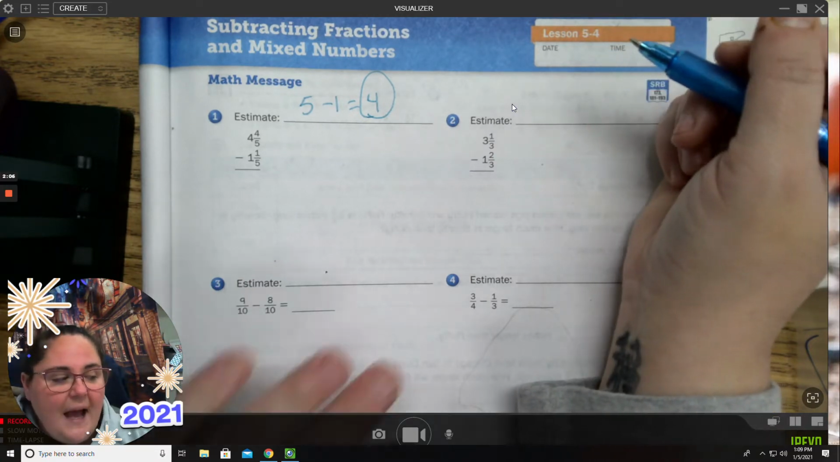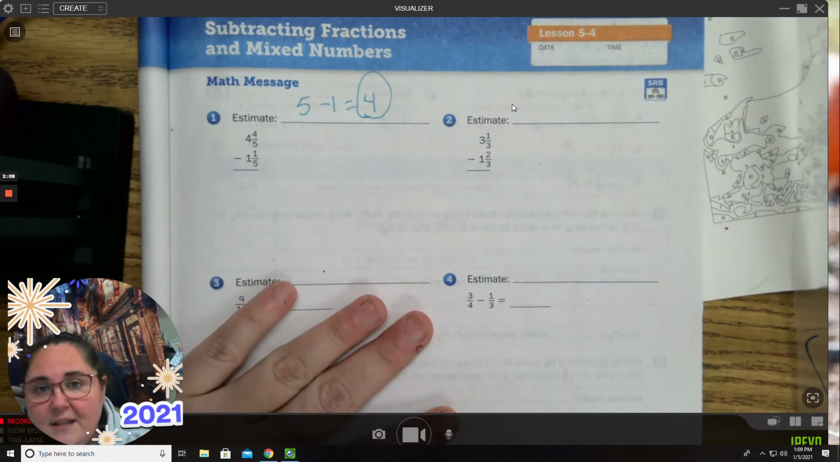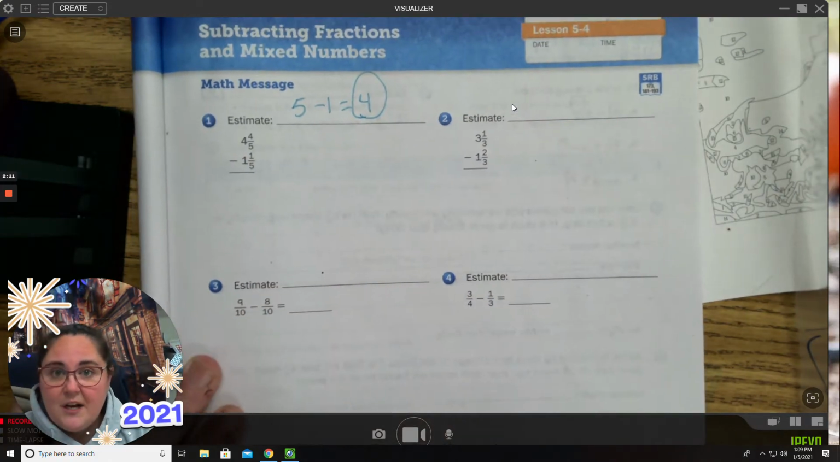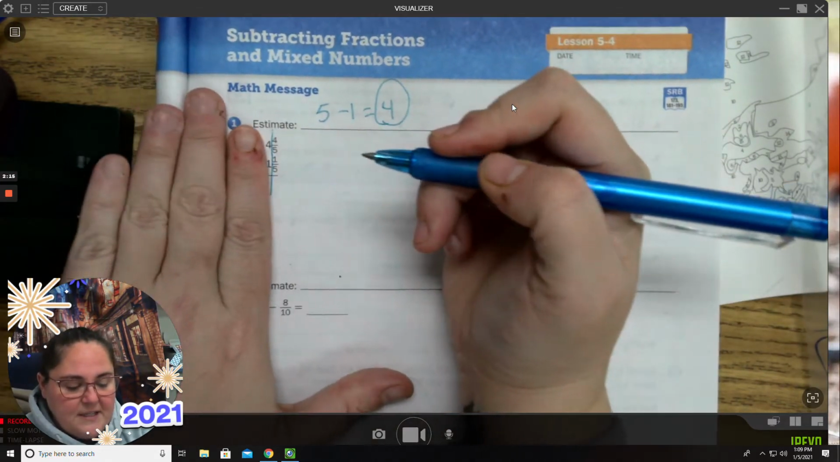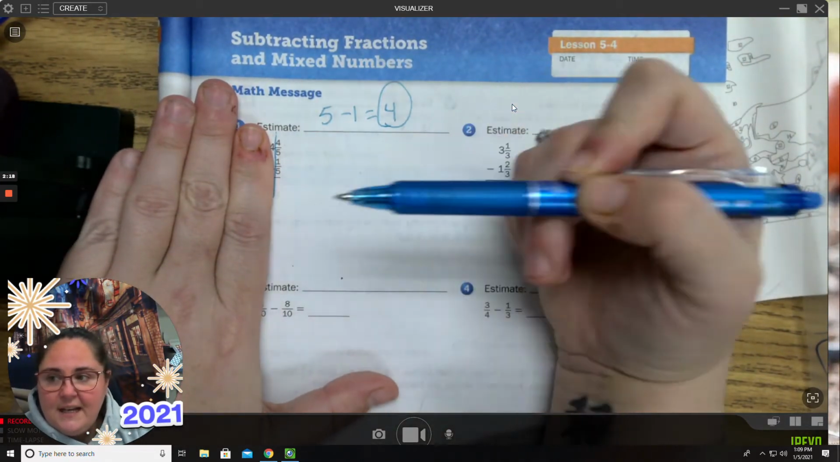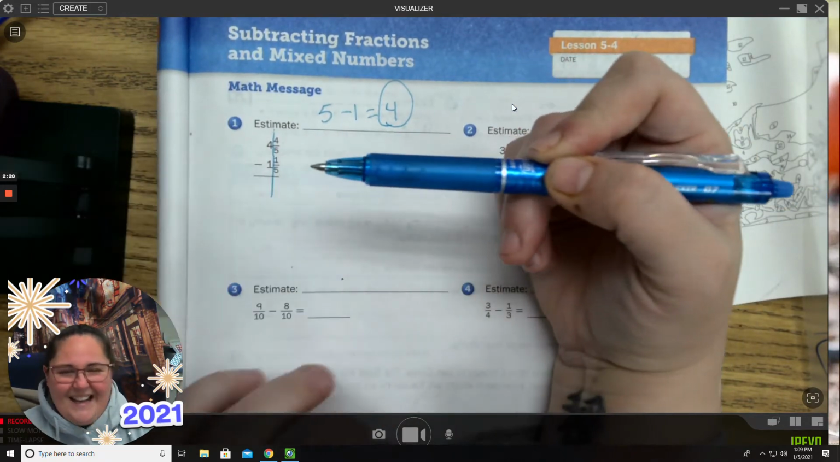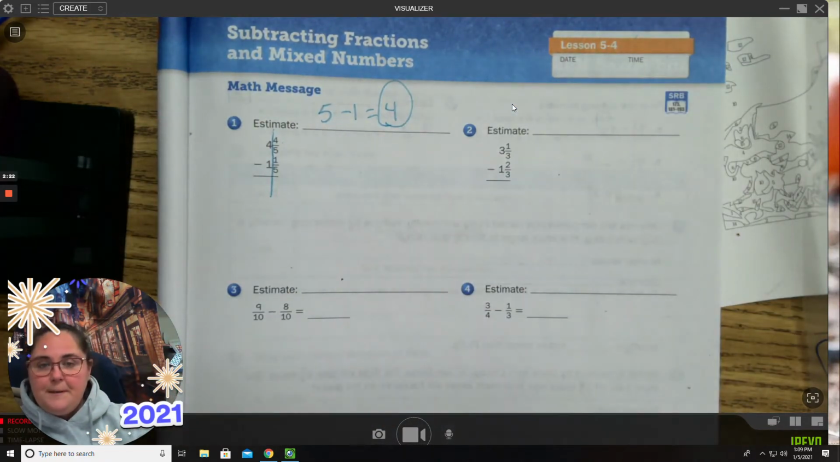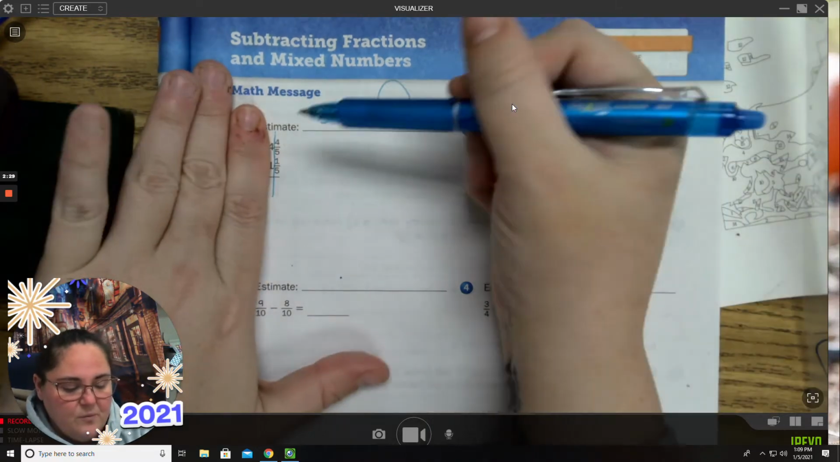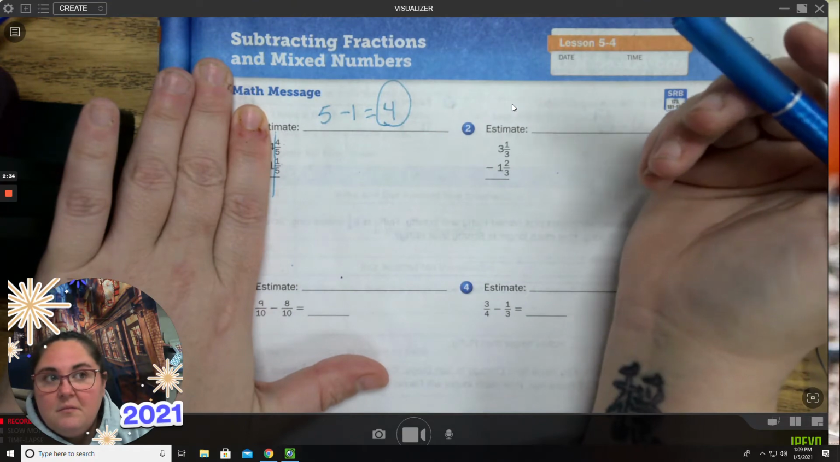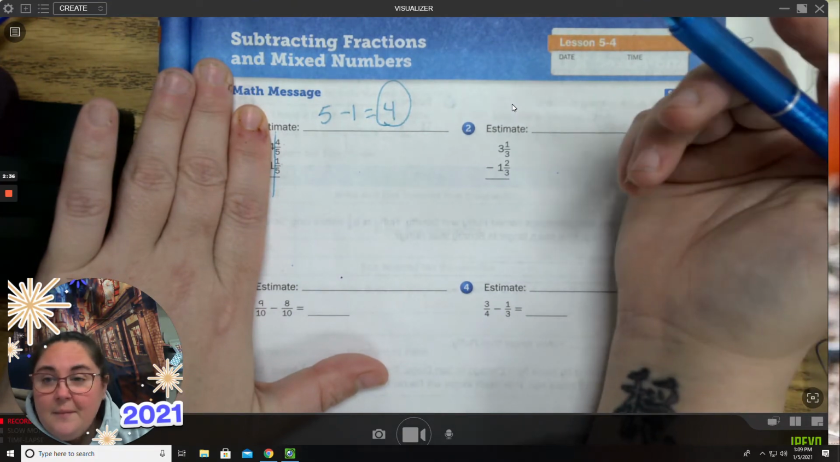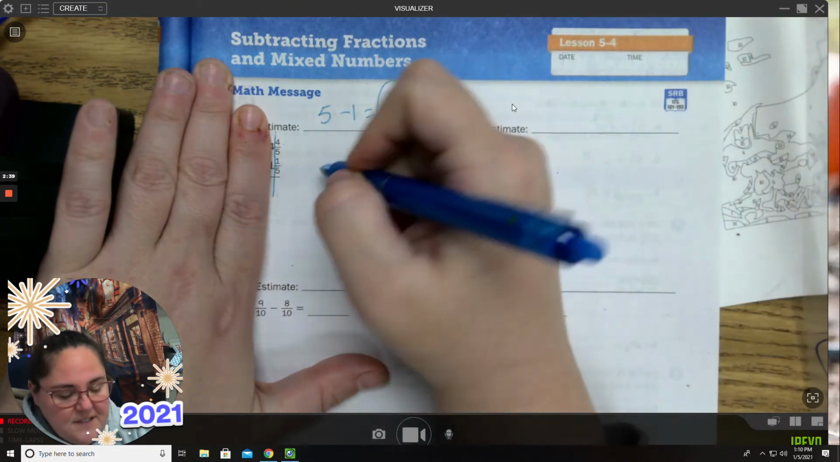Now, the stacked method, this is something that we've done. This is my favorite way to do addition and subtraction of mixed numbers. Basically, I look at each side one at a time. I look at my fraction side, and then I look at my whole number side, and I think about them as two separate problems. It's going to help me out most of the time. So let's do it this way. 4/5 minus 1/5. Well, they have the same denominator, so that's easy. 4/5 minus 1/5 is 3/5.